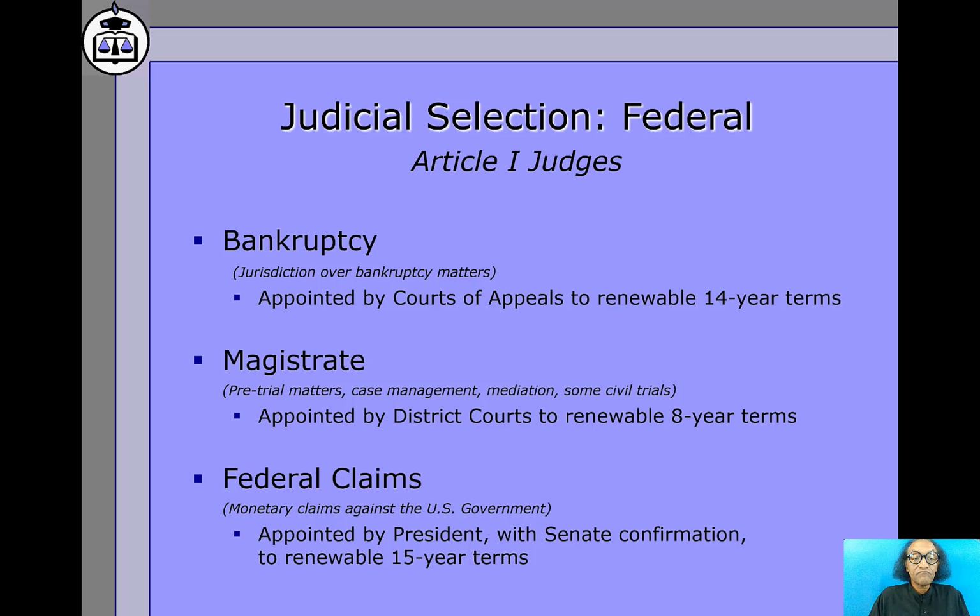Now, with the other non-Article 3 or Article 1 judges, bankruptcy judges, which oversee basically bankruptcy cases and so on, they're appointed by courts of appeals to renewable 14-year terms. Magistrates are appointed by district court judges, as I said, renewable 8-year terms. And federal claims judges are appointed by the President with Senate confirmation to renewable 15-year terms.